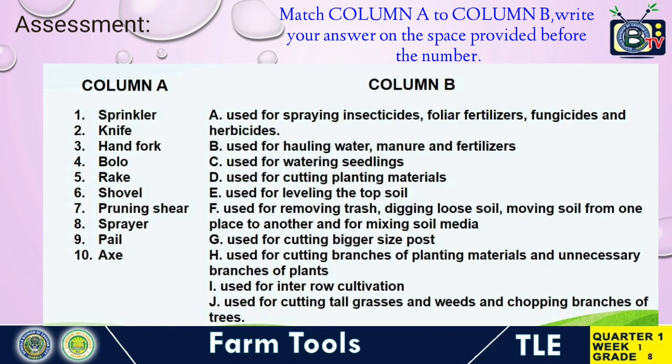G, used for cutting bigger size posts. H, used for cutting branches of planting materials and unnecessary branches of plants. I, used for interrow cultivation. And letter J, used for cutting tall grasses and weeds and chopping branches of trees. Now, I will give you 5 minutes to answer the assessment. Your time starts now.